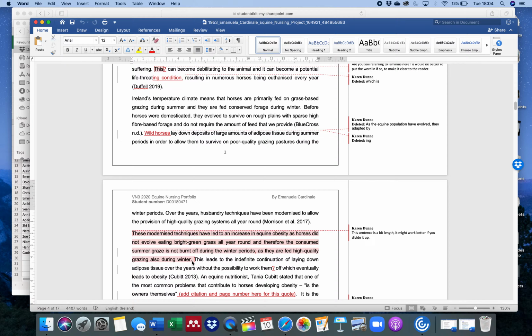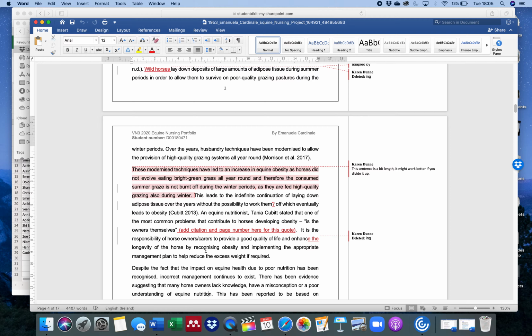Likewise, this is quite a long sentence here. If you read it out loud, these modernised techniques have led to an increase in equine obesity as horses did not evolve eating bright green grass all year round, and therefore the consumed summer graze is not burnt off during the winter period, as they are fed high quality grazing also during winter. That doesn't really make sense and it's hard to follow, so maybe go back and break it up into shorter sentences and try and be specific as to exactly what you mean.